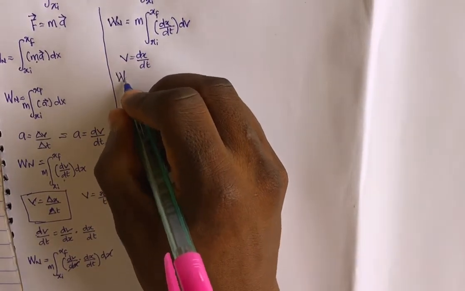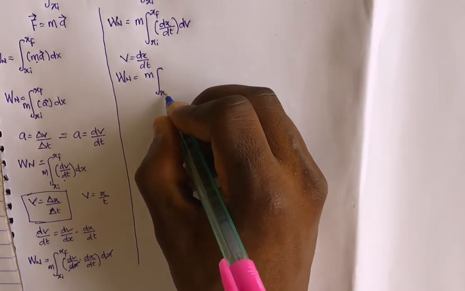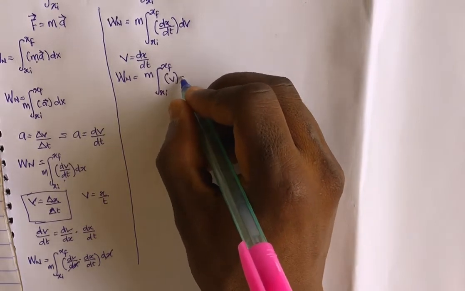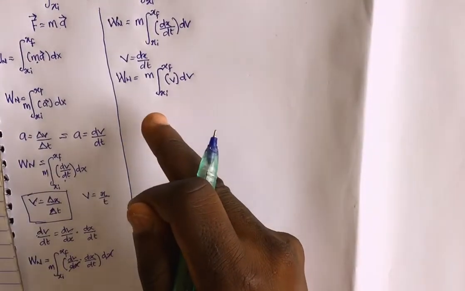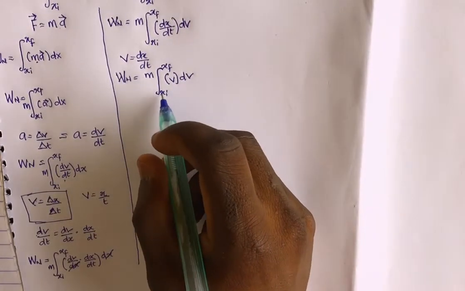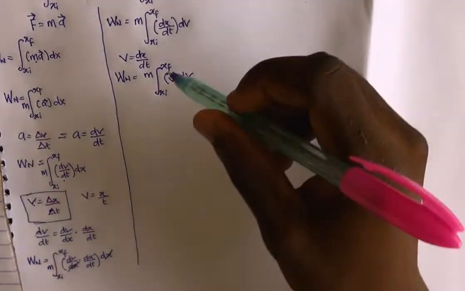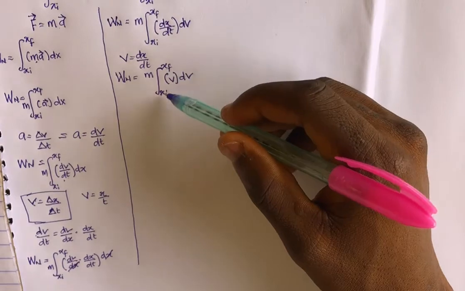I'm having net work done equals my mass times the integral from initial position to final position of velocity with respect to dv. Here, can I differentiate? Actually, I can differentiate, but you can see that this has an upper limit and a lower limit. I don't need to rush things since I've changed my variable here. I need to change this and also this. In this case, I'm going to replace both of them with velocity.